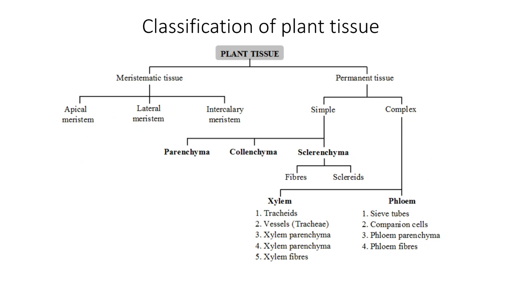Now children, this slide shows the classification of plant tissue. We studied today meristematic tissue: apical meristem, lateral meristem and intercalary meristem. In the next video, we will discuss the permanent tissue, that is simple permanent and complex permanent. So I request you to read this chapter and get ready for the next video to study the next topic of plant tissue, that is permanent tissue.